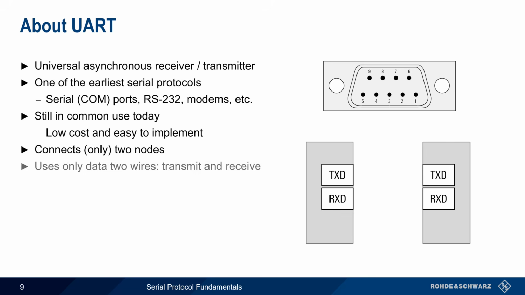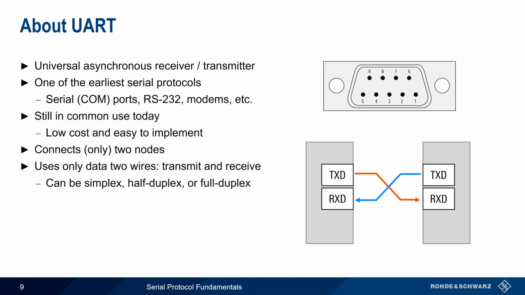It does this by using two data wires that connect one node's transmit to the other node's receive. In this arrangement, the exchange of data can be simplex, that is in one direction only, half-duplex, or one direction at a time, or full-duplex, where both nodes transmit data simultaneously. UART transmits data in the form of frames, and we'll take a much closer look at these frames in just a few moments.